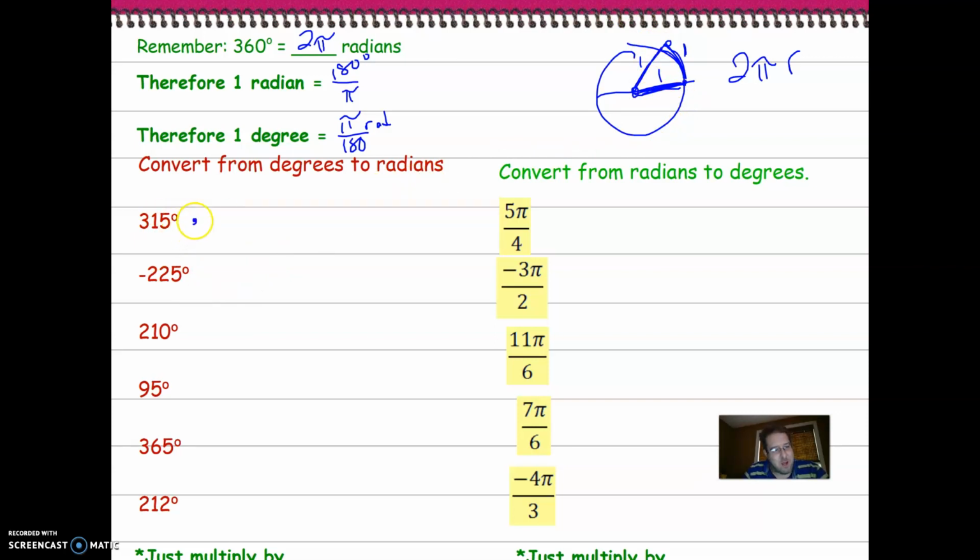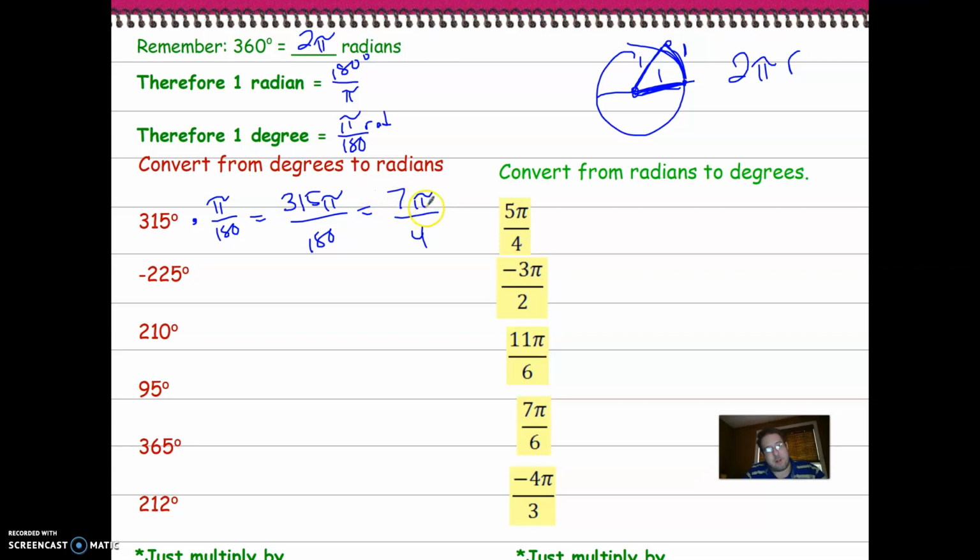All right, so to solve these questions, you're just going to multiply this side by pi over 180. So you do 315 times pi, which is 315 pi, divided by 180. Now I'm going to use my graphing calculator to do this a little bit easier. I'm going to put 315 divided by 180, but I'm not going to press enter. I'm going to press math, enter, enter, and it simplifies it for you down to 7/4. So that's 7 pi over 4.